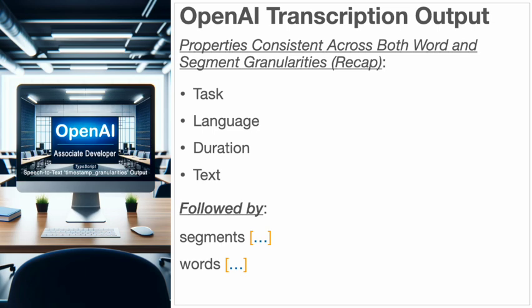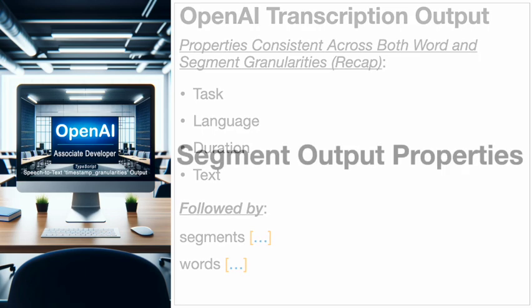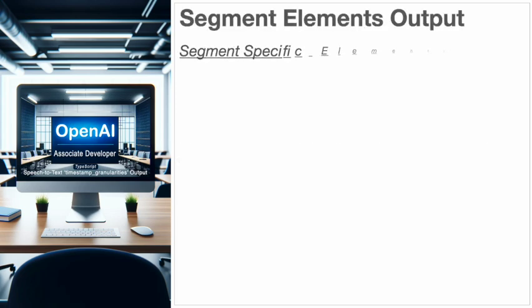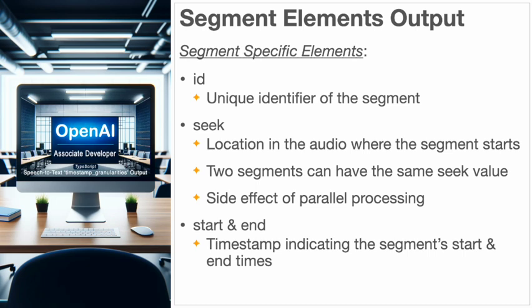Now, let's take a detailed look at the segment-level timestamp granularity output properties. First, ID. This is a unique identifier for the segment and is typically an incrementing value corresponding to the segment's index in the segment array. Next, you have the seek property. This property indicates the location in the audio file where the segment starts. For example, if the seek value of the first segment is 0, it means the segment starts at the beginning of the audio file. Additionally, if the first segment is 5 seconds long, then logically the next segment should have a seek value of 5.